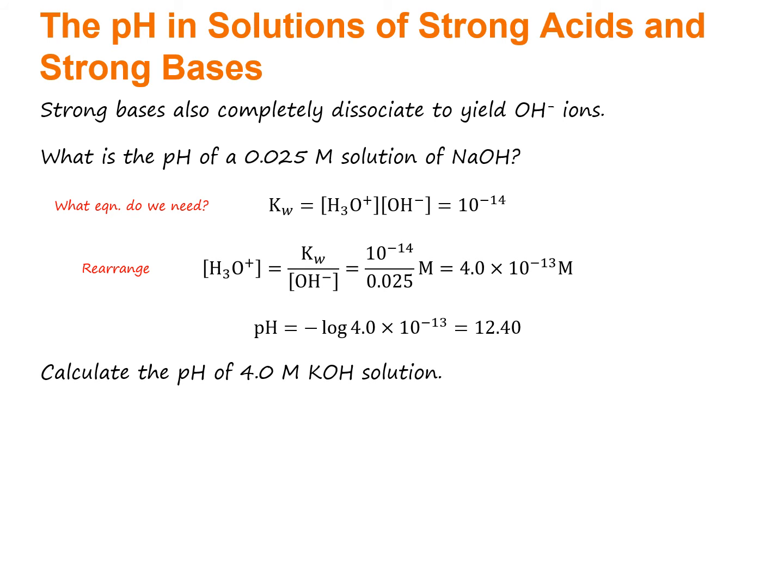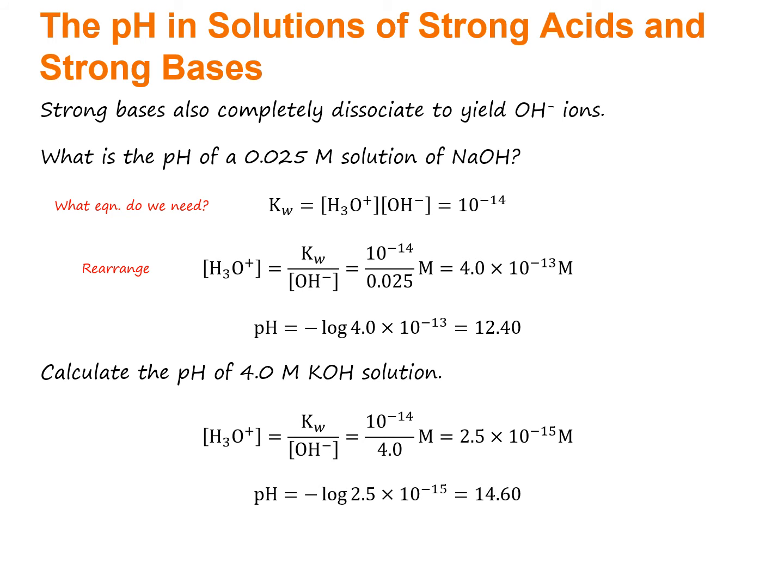So let's look at a pH of a 4 molar KOH solution. So again, calculate the hydronium ion concentration. Once we do that, we can calculate what the pH is. And so those are pretty straightforward. Just remember, you can't use the hydronium or the hydroxide to directly calculate the pH. You need to find the hydronium ion concentration first.